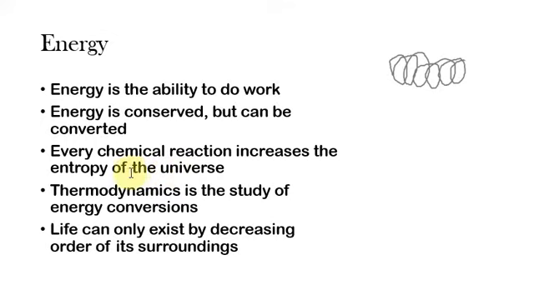Another way of thinking about this is that every chemical reaction is going to decrease the amount of usable energy, because in order for a form of energy to be useful, in order to be able to be used for work, it has to be ordered. For example, you can create heat by rubbing your hands, but you can't use the heat to make something move.